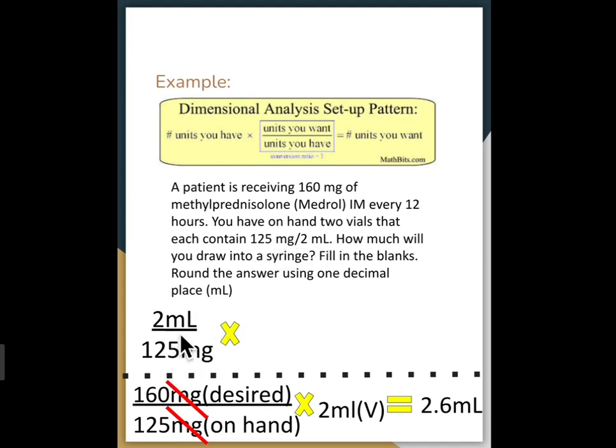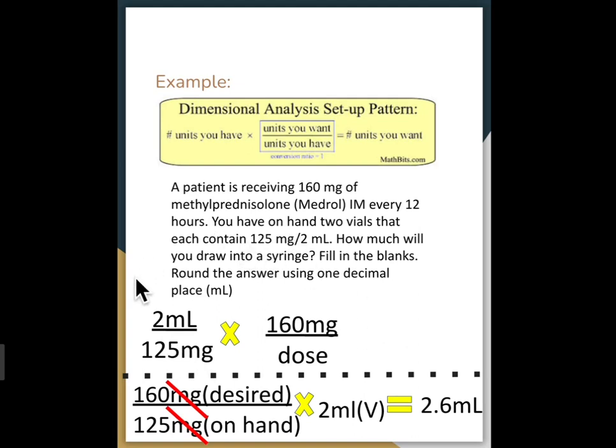We put it here. All right, and then we move on to the next piece, where we're going to look at the units you want over the units you have. So I'm trying to get to the desired dose, 160 milligrams, the units I want. So it's 160 milligrams per dose. I want 160 milligrams per dose of a medication that is 2 mL per 125 milligrams. Remember, that's the same exact thing as 125 milligrams per 2 mL.